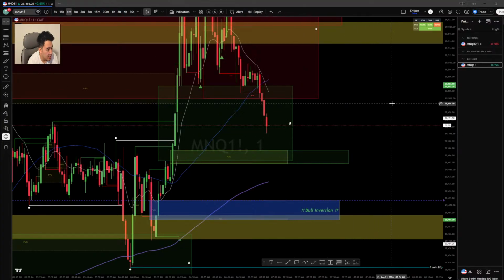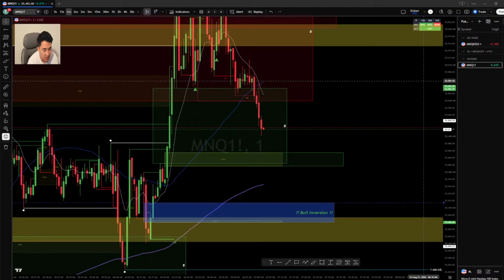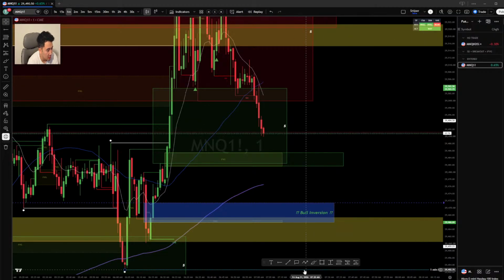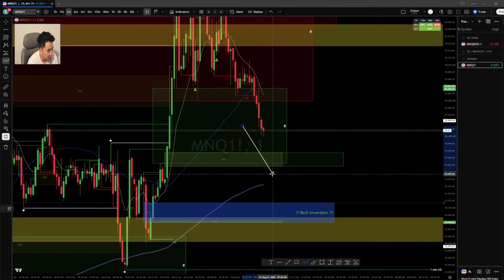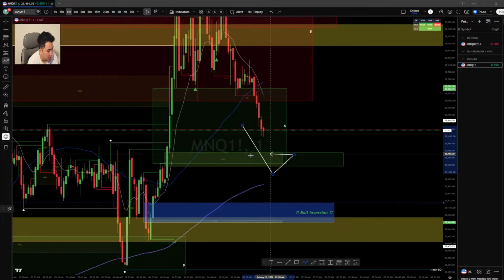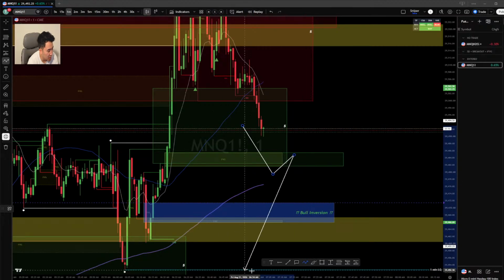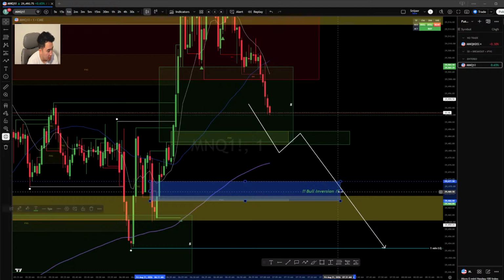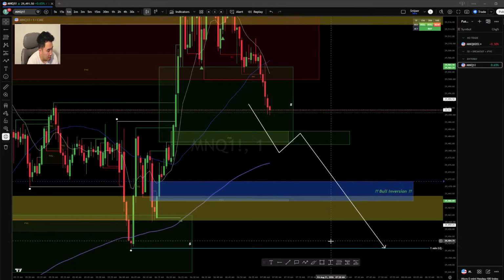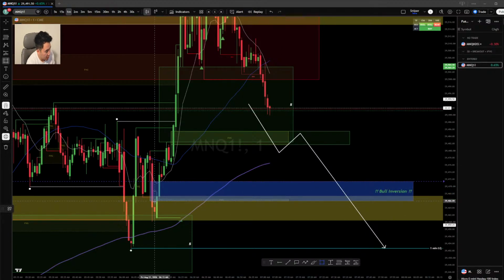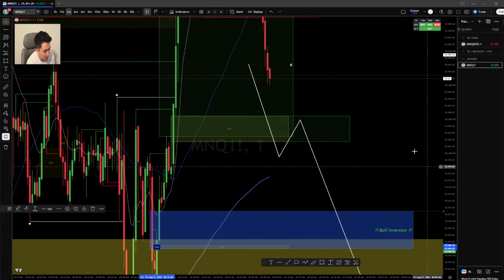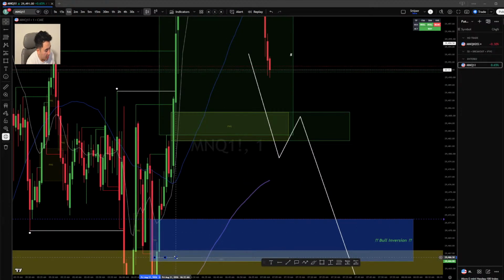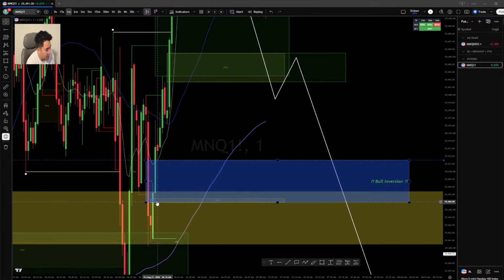I would say the next best setup would be if price comes down, inverses off this bullish gap to become a bearish inversion, and then target this as 1 minute liquidity down here. Or there's a bullish gap here. Or on the 5 minute, if it breaks out on the 5 minute.